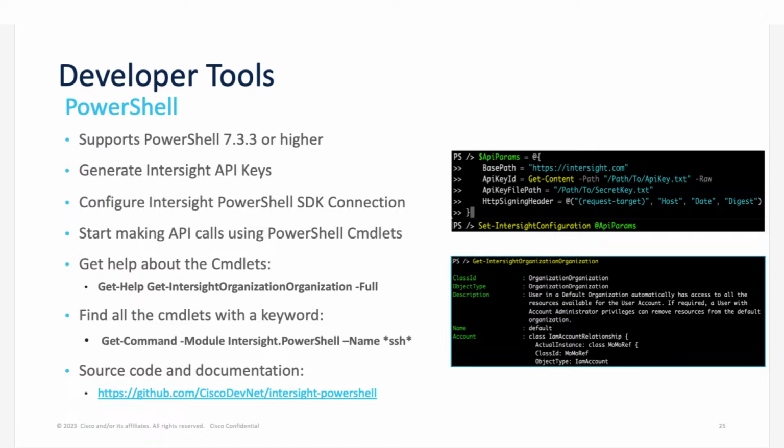In this case, we are sending the Get-IntersightOrganization commandlet, and we are getting the organization related information back from Intersight. We will be looking at this in the demo as well. Now, to explore the parameters needed by a commandlet, you can use the Get-Help commandlet, and to find commandlets with a specific keyword, in this case we are searching for SSH, you can use the Get-Command commandlet, which is available with PowerShell. The source code and the documentation are available on GitHub, under CiscoDevNet Intersight-PowerShell, at the provided link.